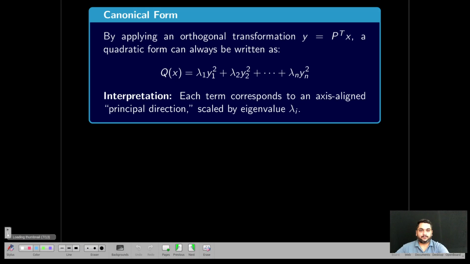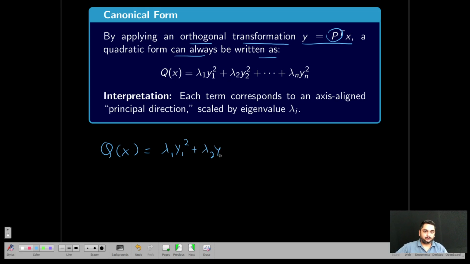Hope you understood this. Now we'll write the canonical form. You have already seen this. By applying an orthogonal transformation, that is y equal to P transpose x, where P is the orthogonal matrix, a quadratic form can always be written as follows. In general, Q of x, if there are n lambda values for that matrix A after diagonalization, I can write them as lambda 1 y1 square plus lambda 2 y2 square plus so on up to lambda n yn square. That means you are converting your x vector, x1, x2 up to xn, into directly quadratic terms, all of order 2.